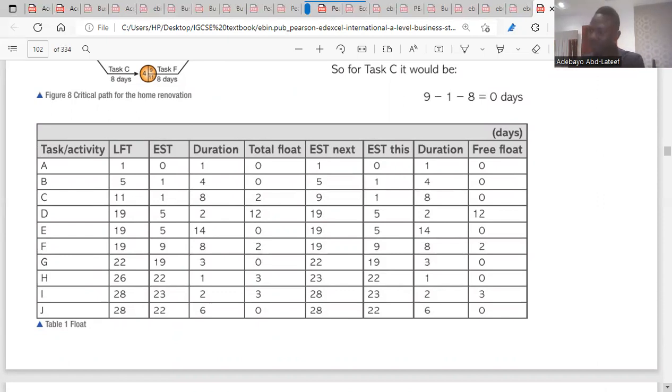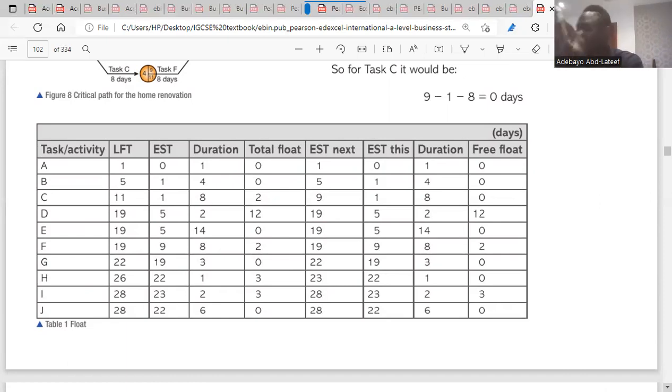So if this task can be delayed for 5 days, it means if task B is delayed for 5 days, it will not affect task C. That is what we call free float. Do you understand it? So the amount of time that a delay of this task would not affect the subsequent task is what we call the free float. So I wrote this: the amount of time which a task can be delayed without affecting the following task. For free float, we're talking about the following task.